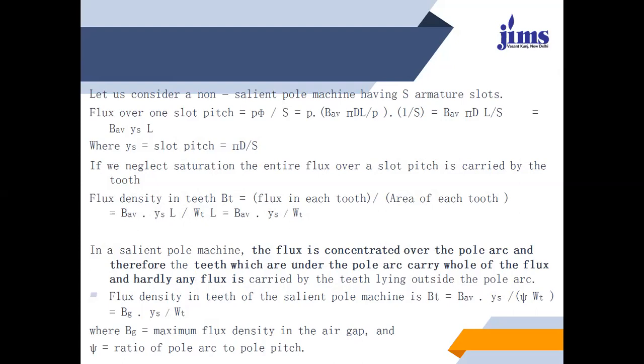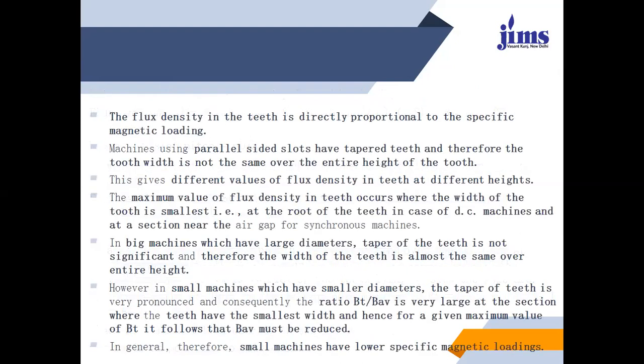where Bg stands for the maximum flux density in the air gap and xi stands for the ratio of pole arc to pole pitch. The flux density in the teeth is directly proportional to the specific magnetic loading. Machines using parallel-sided slots have tapered teeth, and therefore the tooth width is not the same over the entire height of the tooth. This gives us different values of flux density in teeth at different heights.